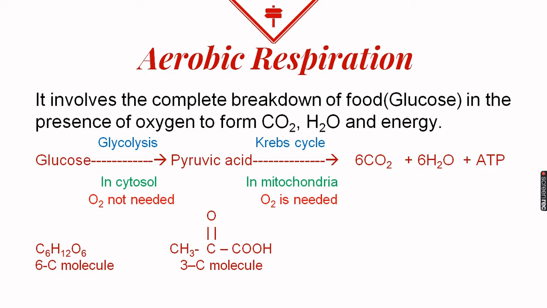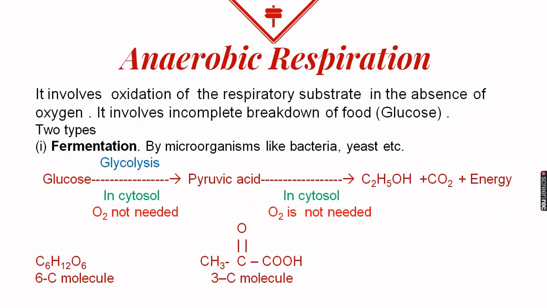As a result, a large amount of energy is produced in the form of ATP. So one molecule of glucose gives us 38 ATP of energy. Anaerobic respiration is the incomplete breakdown of glucose, and it occurs in the absence of oxygen. So it is further divided into two types, and the first type is fermentation. Fermentation occurs with the help of microorganisms like bacteria, yeast, etc.